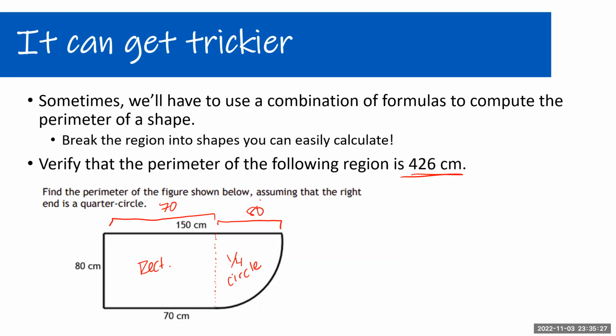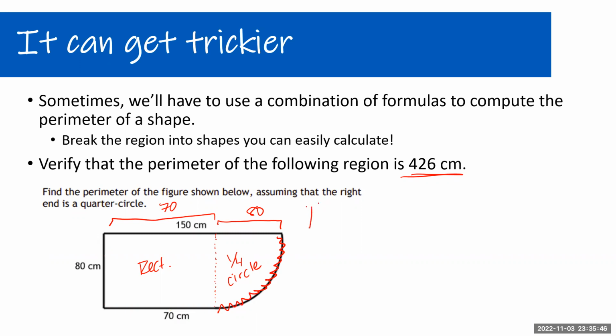So I know this whole side. I know this side's 80 and I know this side's 70. I just need to find this little piece right here. Okay. So I need 1/4 of the circumference here.